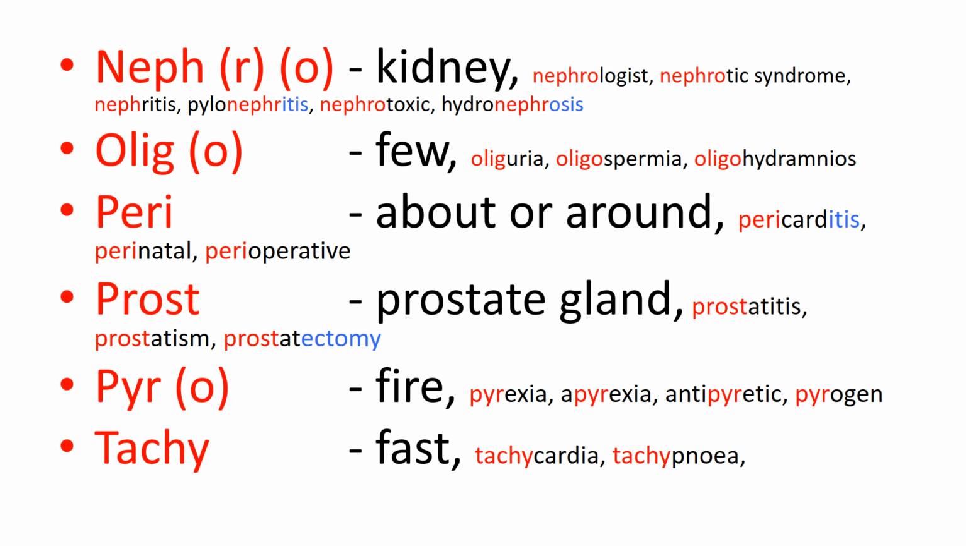Oligo means few or not enough. So oliguria would be low volumes of urine. Oligospermia would mean that there's not enough sperm in the seminal fluid, meaning conception is less likely to occur. Oligohydramnios is a deficiency in the amount of amniotic fluid surrounding the fetus, potentially giving rise to congenital birth defects and sometimes what we call a Potter syndrome.